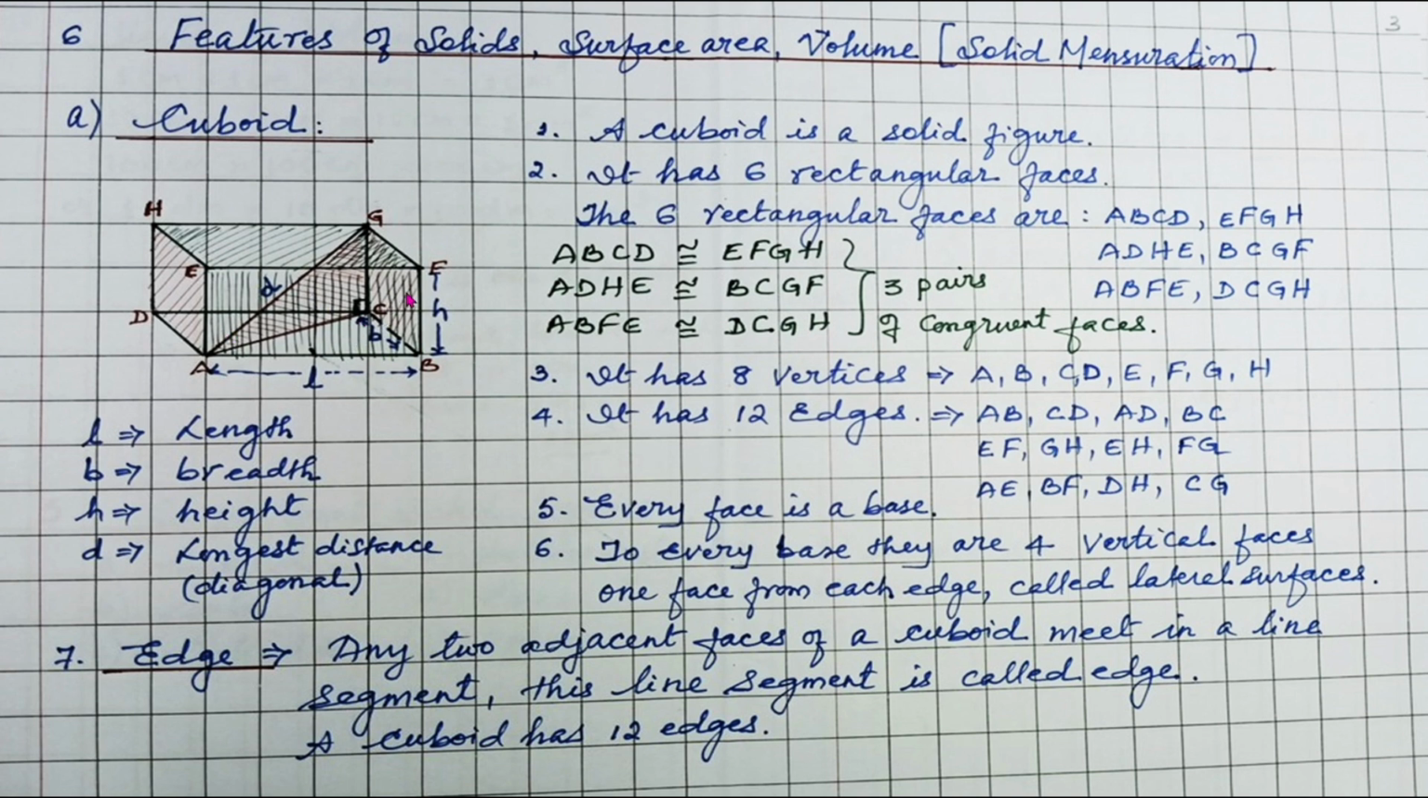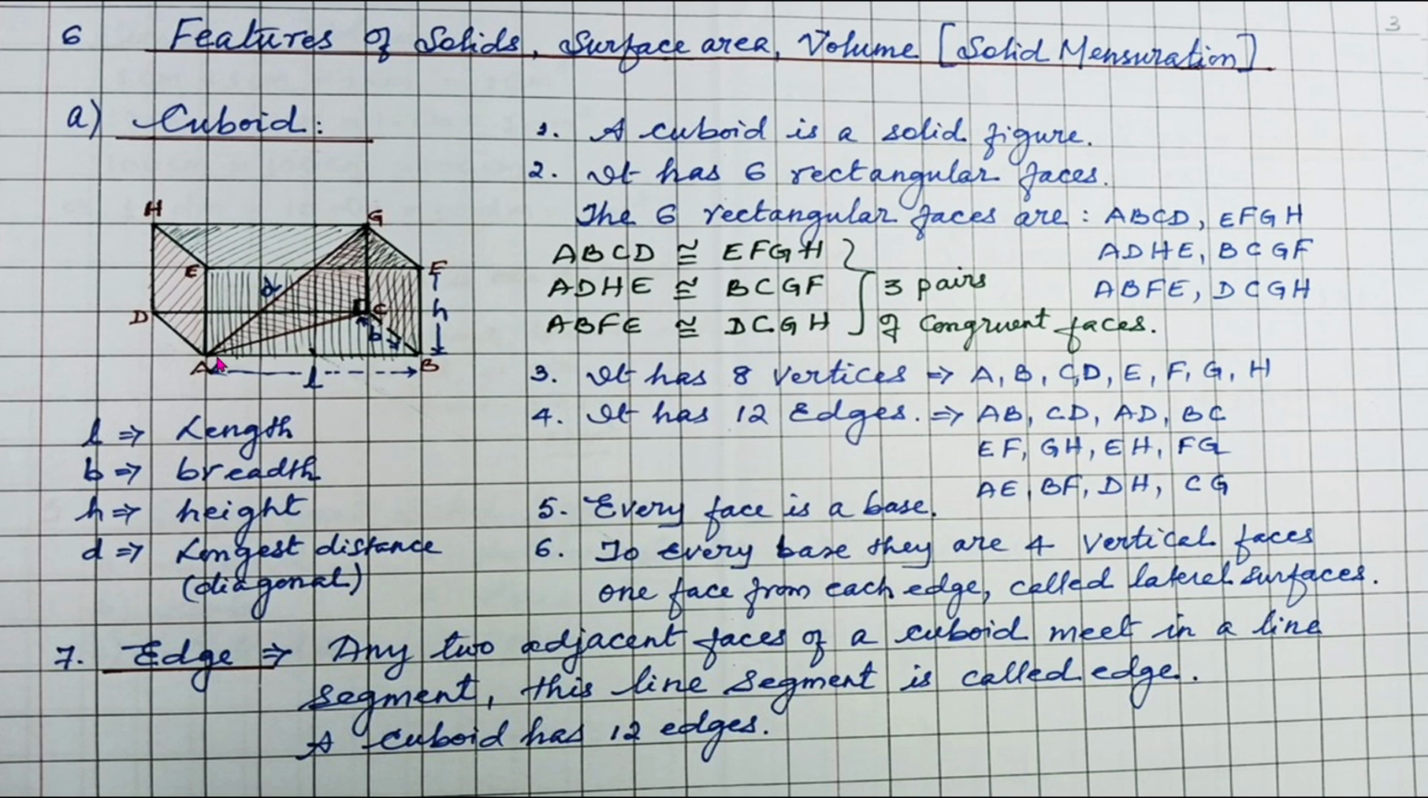Now every face can be a base of a cuboid. If you look at a base here, I have taken the base as ABCD. For every base, there are 4 edges, and each edge has a vertical face, and that face is called the lateral surface. So for every base, there are 4 vertical faces, and they are called lateral surfaces. Please remember that.